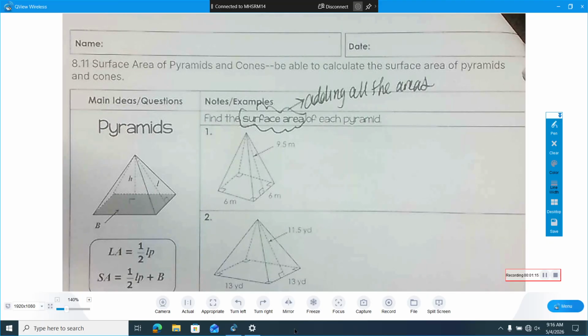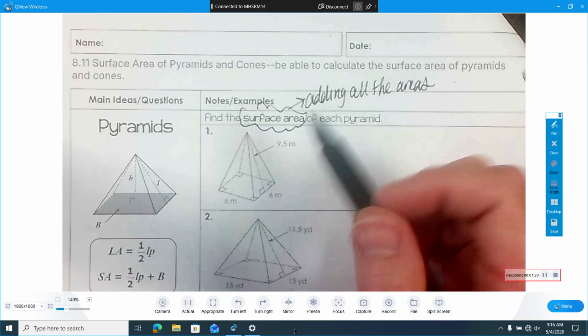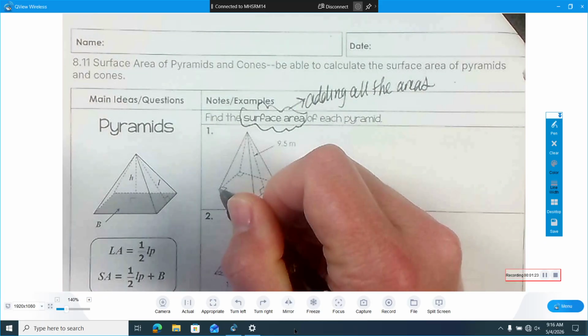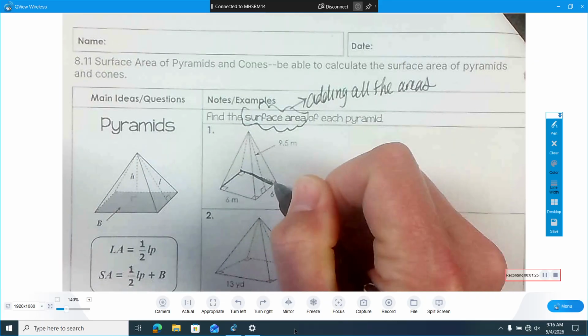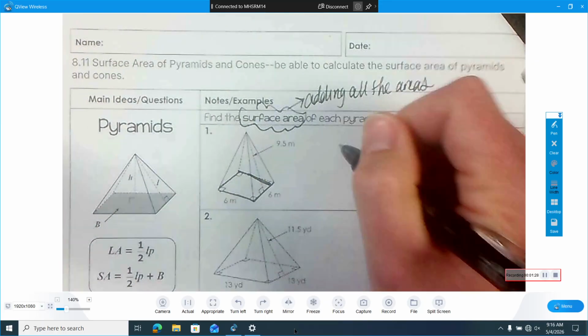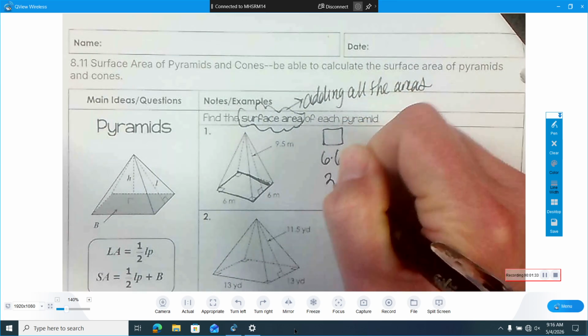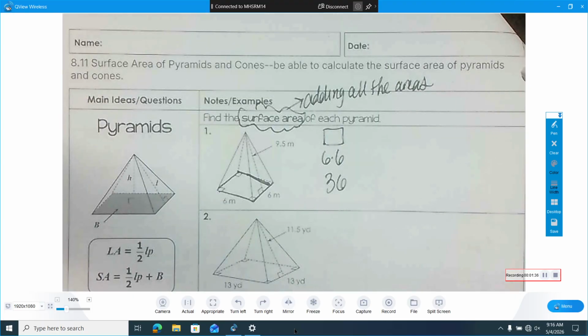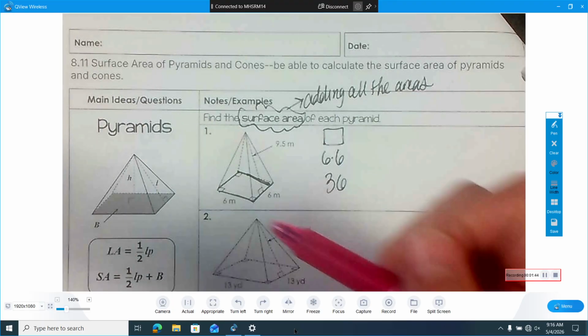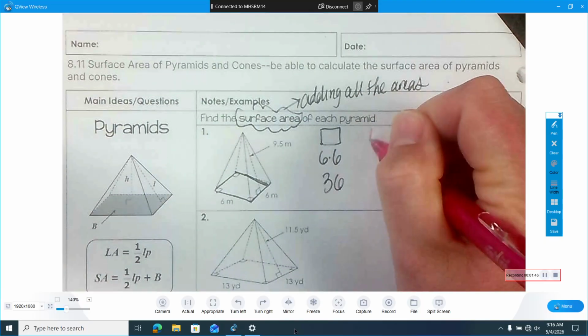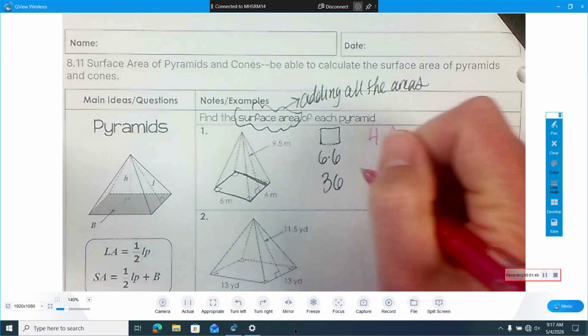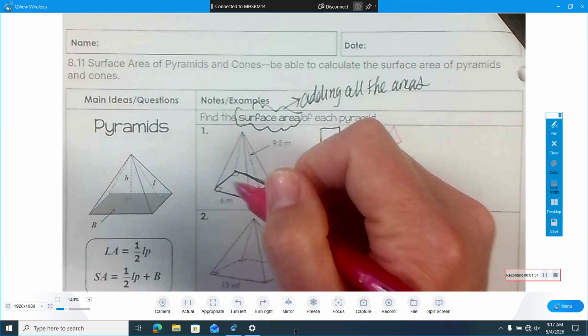Now, when you have a pyramid like number 1, and this is the only one we're going to do, what shape is the base? A square, and the base area is 36. So we have one square, and its area is 6 times 6, or 36. And then what else do we have? 4 triangles. Are all these triangles the same? Yes, all these triangles are the same, and so we're going to add 4 triangles.